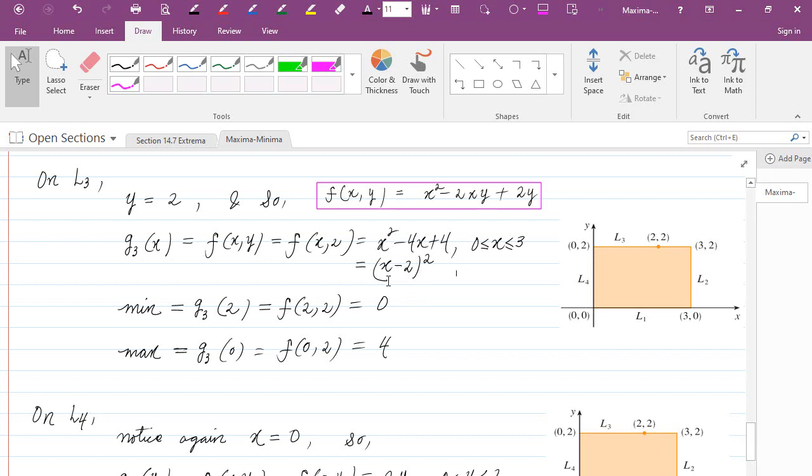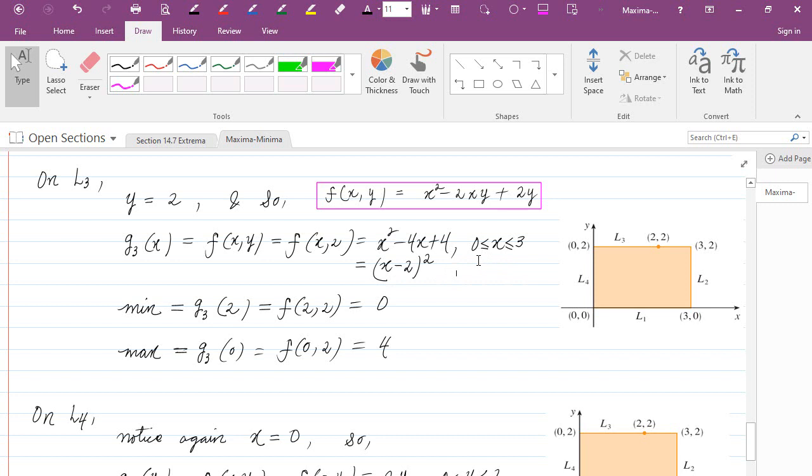Okay, so this is a parabola, right? You can look at the graph of that and see where the minimum would be, at the vertex. But let me say it this way. So you have x minus 2 squared. In order to maximize this, you have to make sure that x minus 2 is as big as possible in absolute value. So notice that you want x to be as far away from 2 as possible.